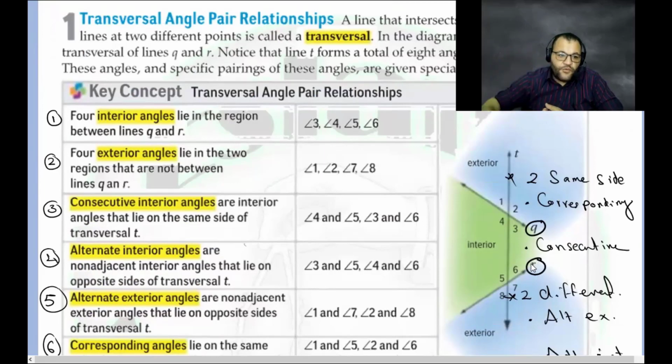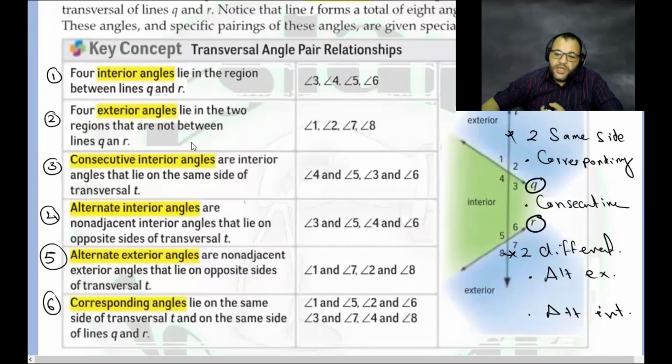So what are the relations that we have? We have the consecutive interior. What is the meaning of consecutive interior? Two angles lie on the same side of the transversal, they are not adjacent, and both of them are interior. What is the meaning of alternate interior? Two angles lie on different sides of the transversal, both of them are interior, and they are not adjacent. That's the meaning. If the alternate interior angles are equal, then we have parallel. If we have parallel, then the alternate interior angles are equal.